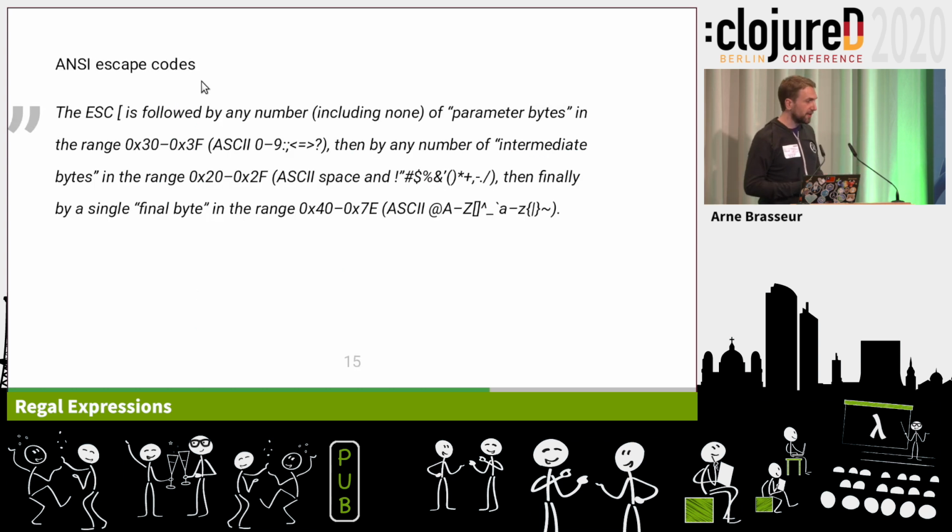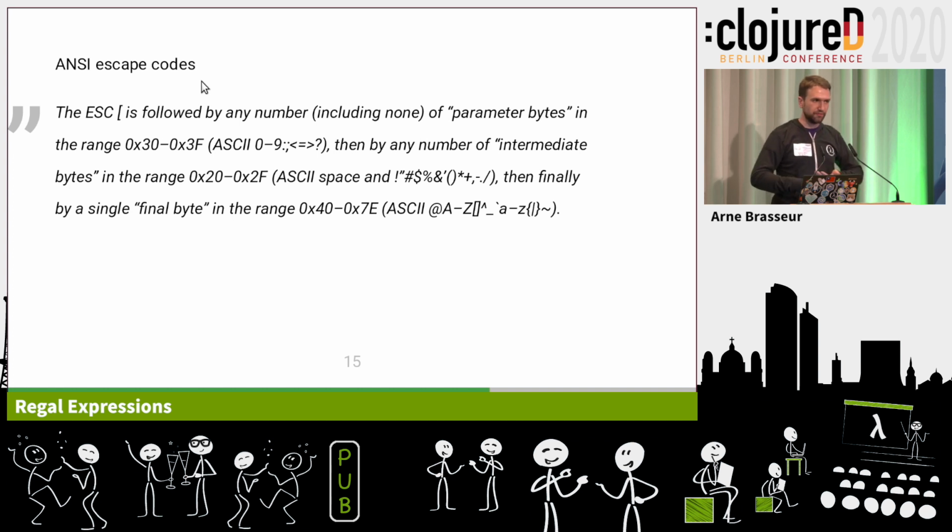Then there's another case, and this is actually what inspired Regal in the first place. I've been working for a while on a UI library for the terminal called Trikl. And so I need to deal with a lot of these ANSI escape codes to change the colors in your terminal and all kinds of things. And so I wanted to have generative testing on these kinds of things where you have an escape followed by 0 or more parameter bytes in a certain range, followed by 0 or more intermediate bytes in a certain range, followed by a final byte in a certain range.